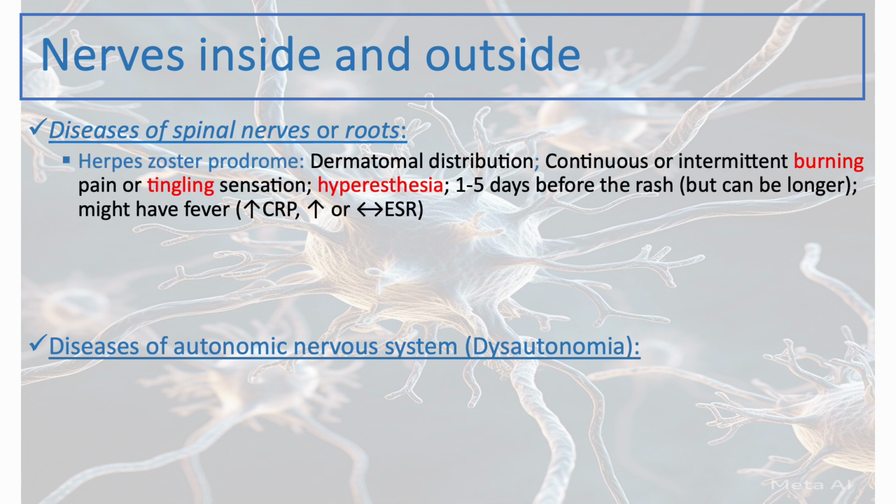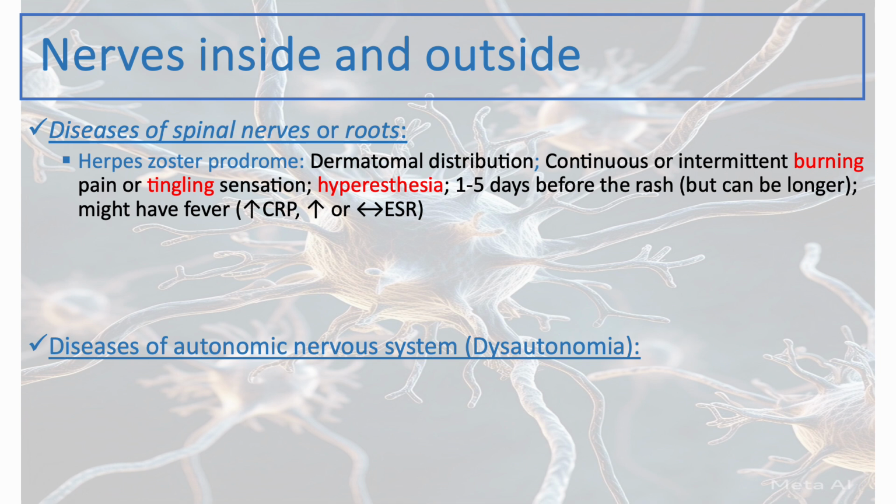So basically, an example of disease of the spinal nerves or roots, an infectious cause that you are familiar with, is herpes zoster. Sometimes the prodrome of herpes zoster infection or shingles can present with pain in the dermatomal distribution without the rash, before the rash. In fact, the patient might have the pain 1 to 5 days before the rash, which can be challenging sometimes. Sometimes it can be even longer than 5 days.